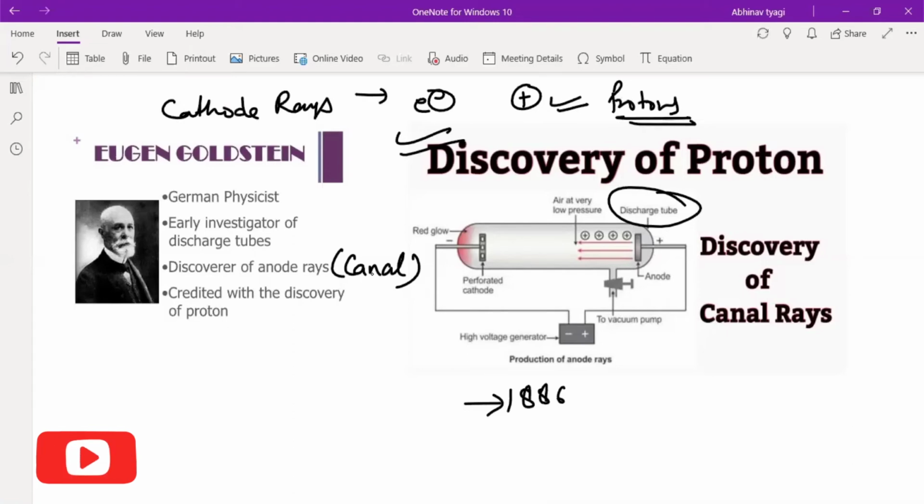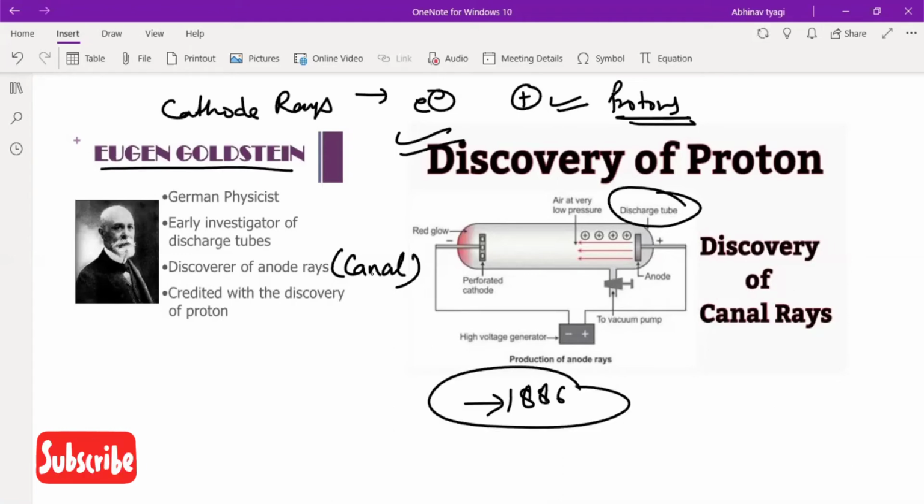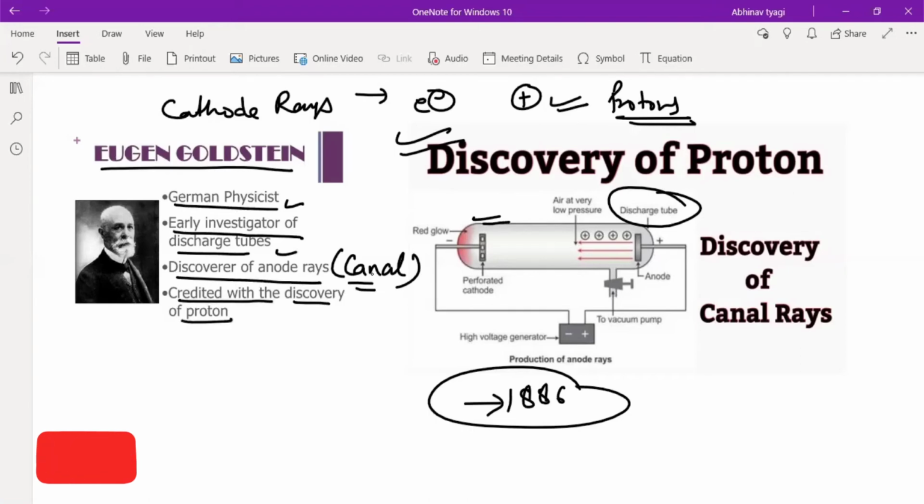Now, dear students, the existence of protons in atoms was shown by Goldstein in 1886. As you can see here, he was a German physicist. He was an early investigator of the discharge tube, and the discoverer of anode rays, which later became known as canal rays, credited with the discovery of the proton. So how did Goldstein discover the proton?